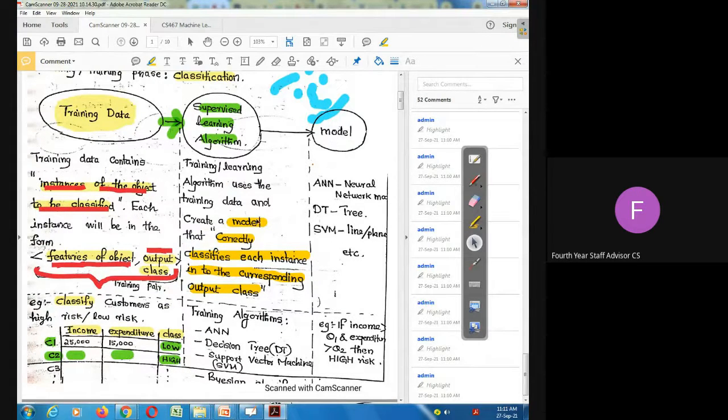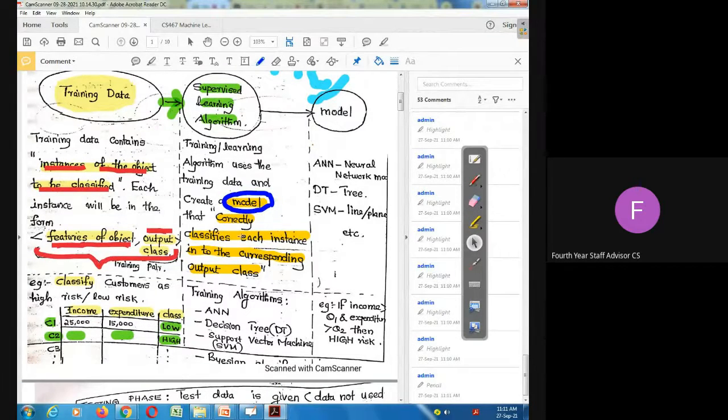Okay. So a model is basically a solution. Model is actually the solution. For example, we can come to the model later. Model is simply a solution. That model correctly classifies each instance used in the training into the corresponding output class.